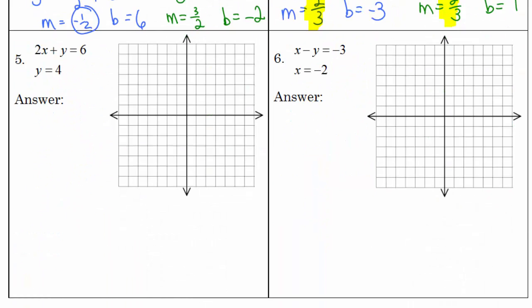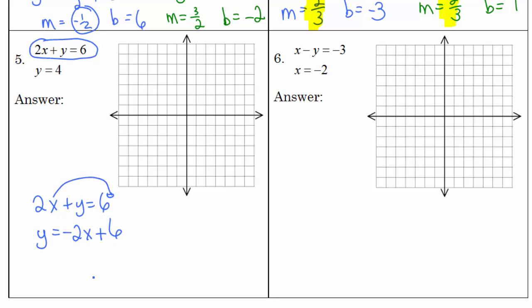Let's look at these last two problems. Again, I'm going to take that and I'm going to solve for y. I'm moving the 2x to the other side by subtracting it or making it negative. And then I'm done. So my slope is negative 2 or negative 2 over 1 and b is 6. So b goes on the y-axis, down 2 over 1. Try not to make your dots too big.